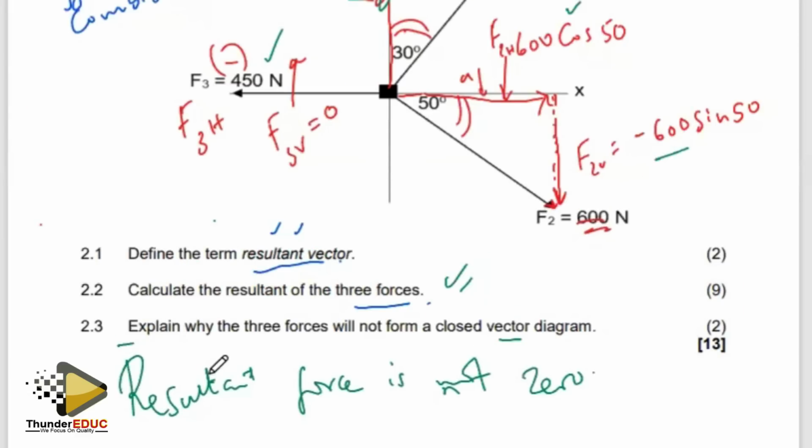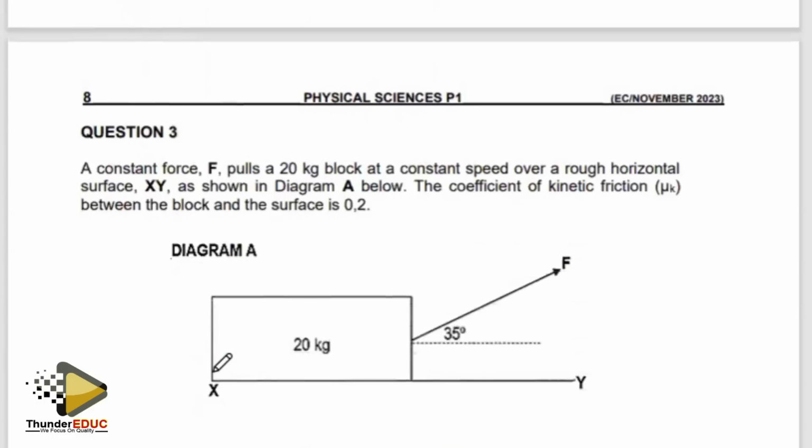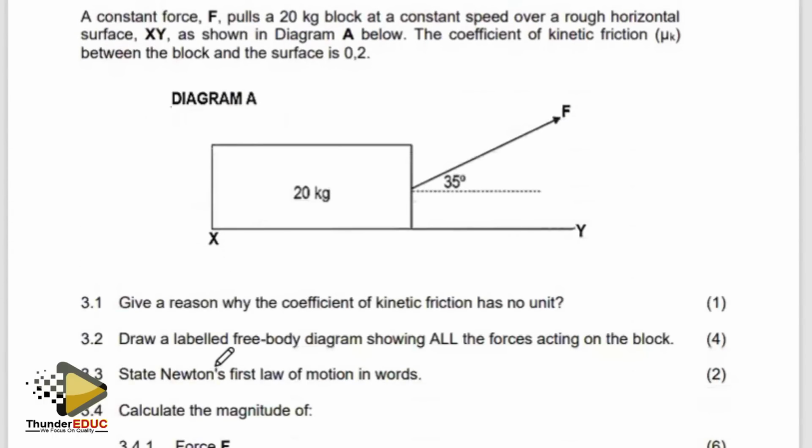All right, so that is 2.3 in question 2. Question number 3, telling us that a constant force F is pulling a 20 kg block at a constant speed on a rough surface XY.